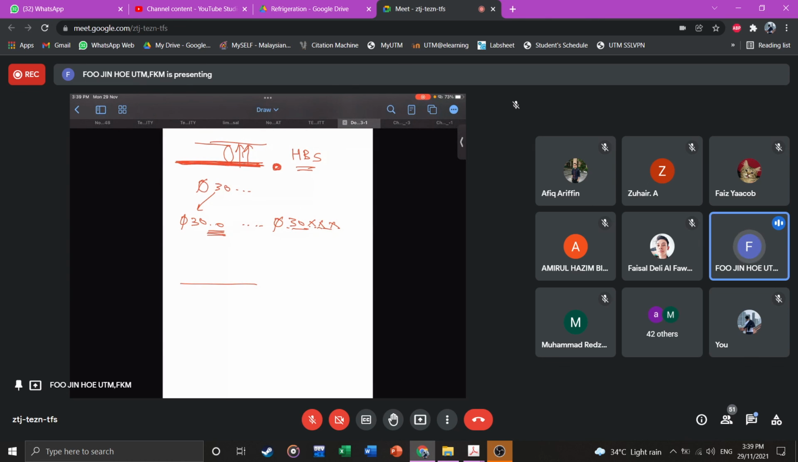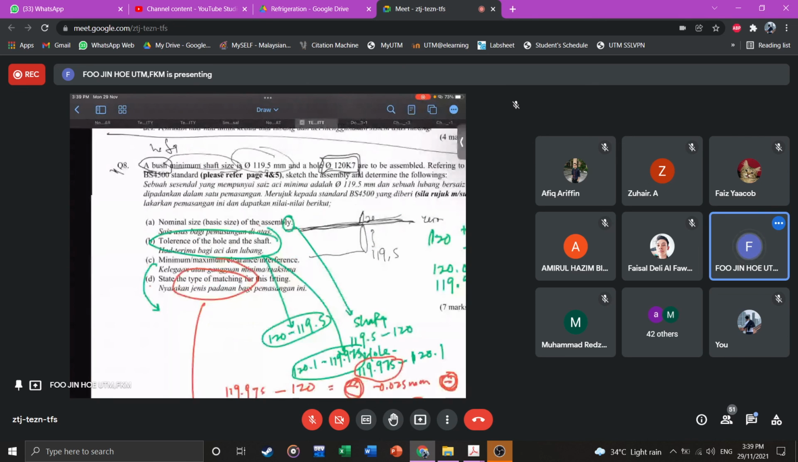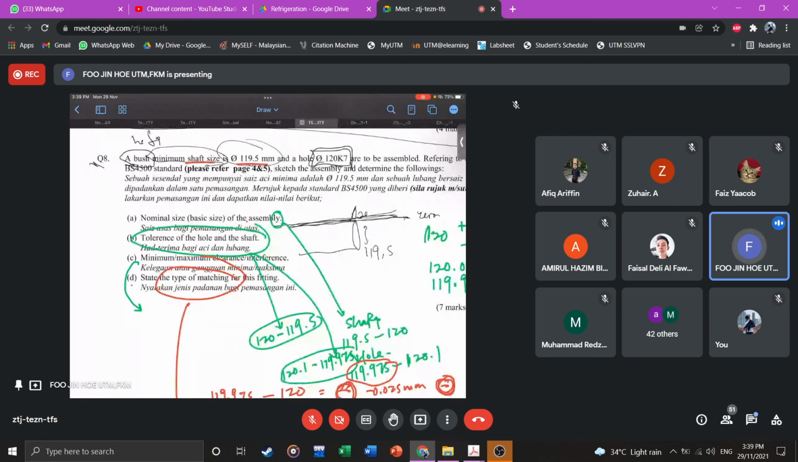If it is a shaft-based system, it's reverse. The zero line is on top, so if this is 30, the shaft will be a maximum of 30.000 down to 29 point something. For the question just now, it tells you that the minimum shaft size is 119, and they already give you K7. So what is missing here? The maximum shaft size.